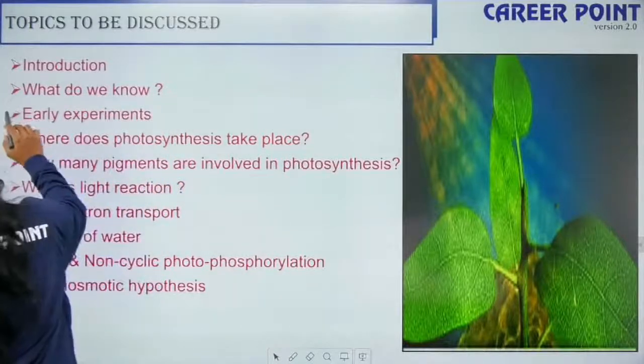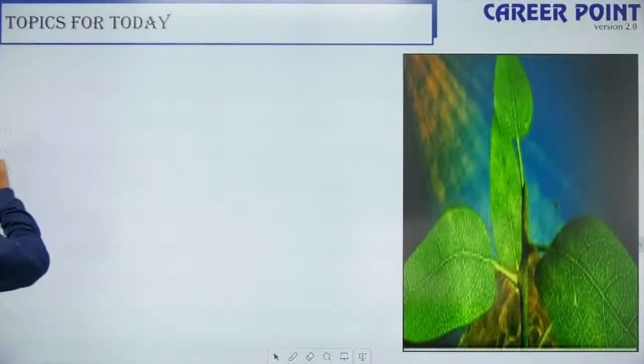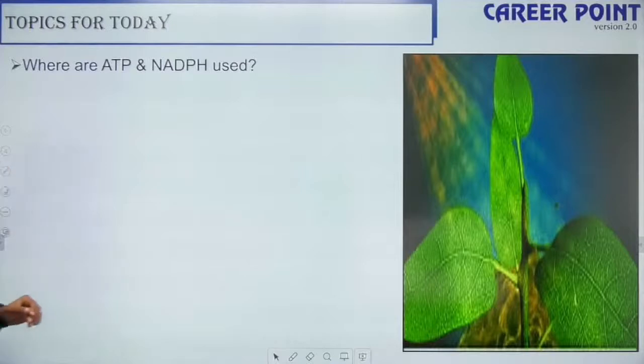Right, so what is the topic for today? Today the topic would be, where is this NADPH and ATP used? That is the topic for today.